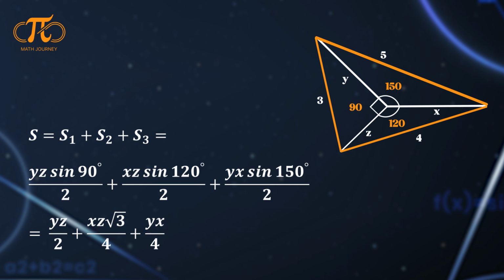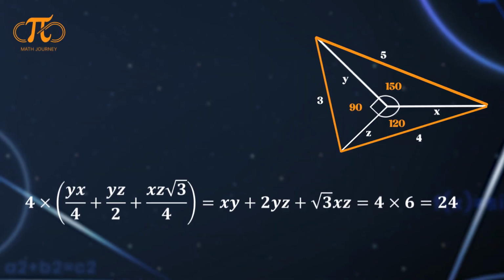The bigger triangle has sides of 3, 4, and 5, making it a right-angled triangle because 3 squared plus 4 squared equals 5 squared. To find the area, we use the formula: area equals 1/2 times base times height. Here, the base is 3, and the height is 4, so area equals 1/2 times 3 times 4 equals 6. Thus, the area of the bigger triangle is 6 square units.